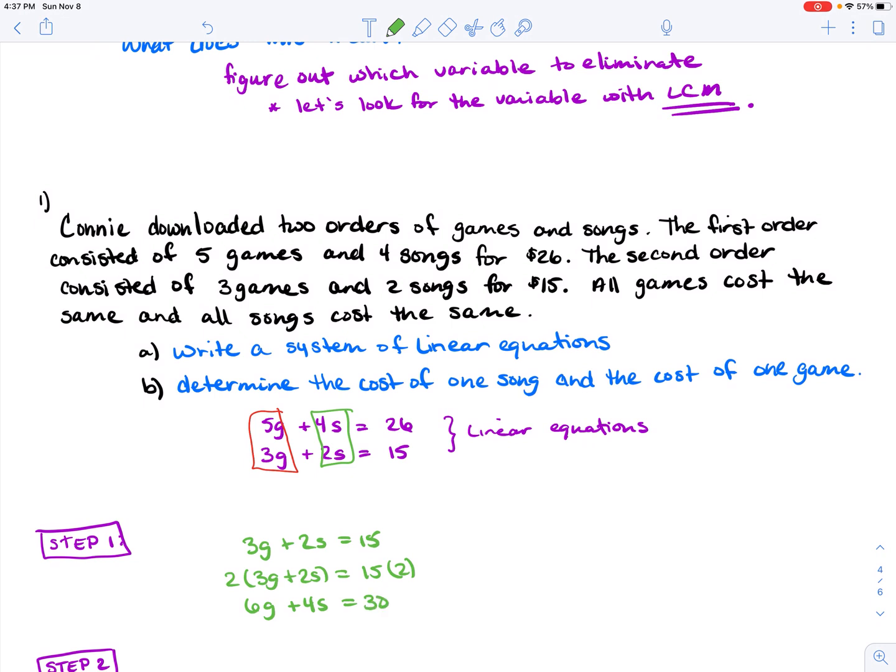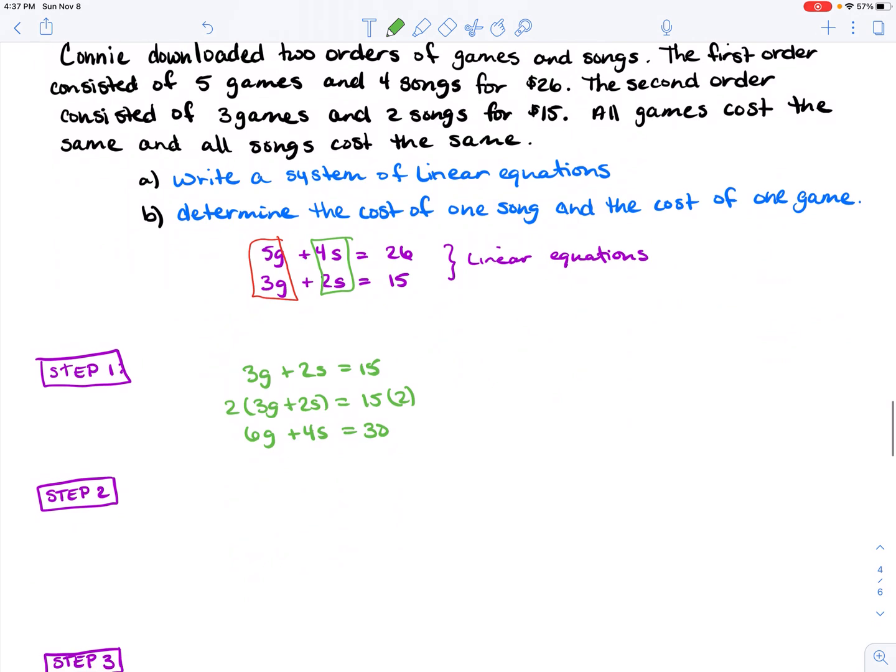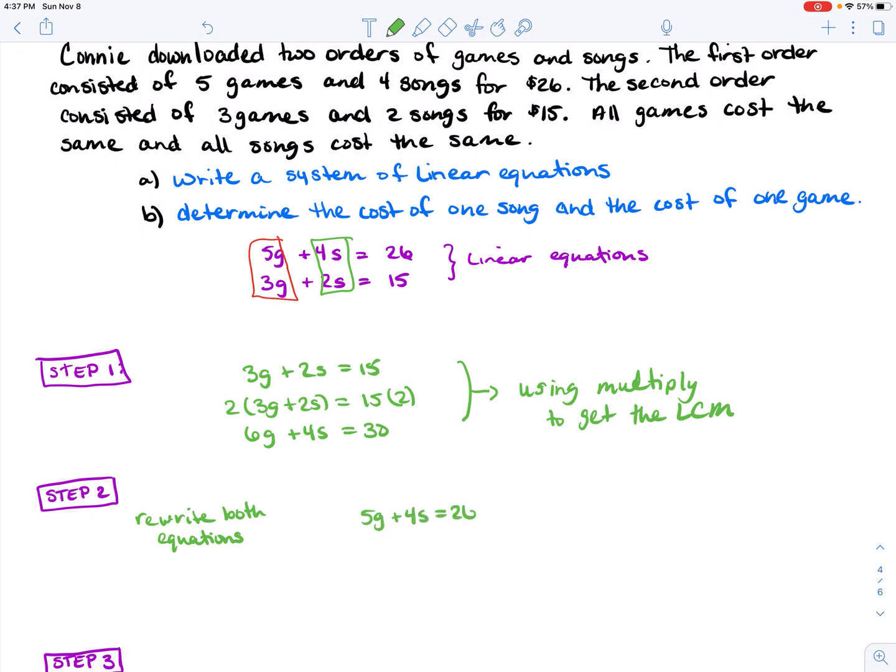So now I can use that with my system of equations. So I'm going to rewrite. So the first step was, of course, using multiplication to get the LCM. My step 2 is I'm going to rewrite both equations. So I have 5G plus 4S equals 26. That one I haven't changed. And the one that I did change, of course, I'm going to write as 6G plus 4S equals 30. So those are my 2 equations now.